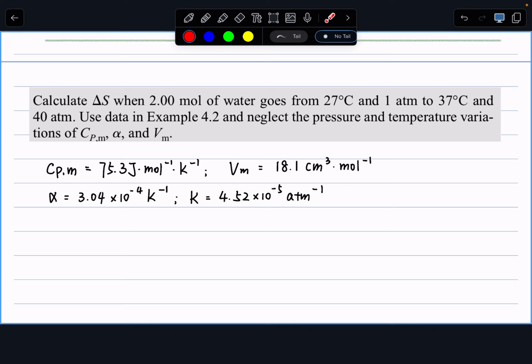So for this first step, we have my delta S1 equals the integral from T1 to T2 of Cp over T dT. Cp is a constant, can solve that integration. And that gives me n Cpm ln T2 over T1.